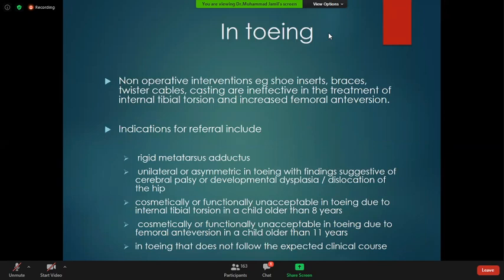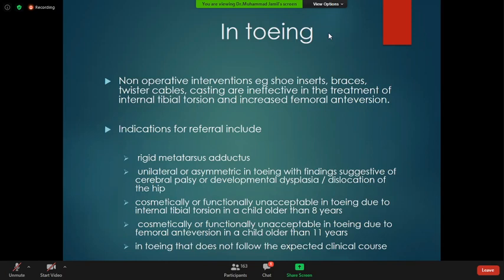Sometimes in non-operative intervention, we give shoe inserts, braces, twister cables. Casting is ineffective in the treatment of internal tibial torsion and increased femoral anteversion. Indications for referral, referral meaning when we do the surgeries for this: there is a rigid metatarsus adductus, where the metatarsus is not corrected by 2 years and still persists.